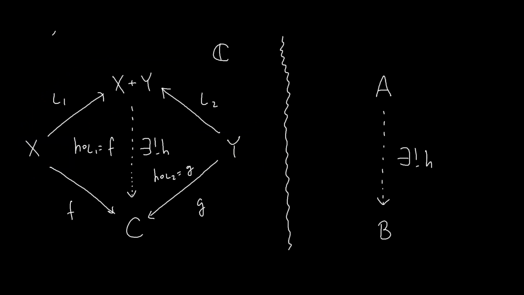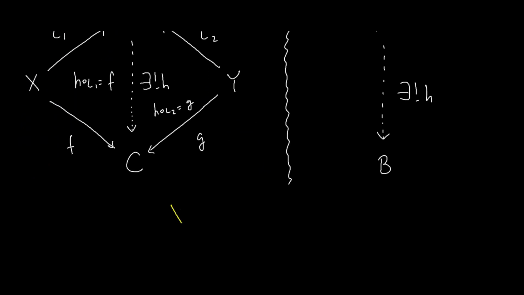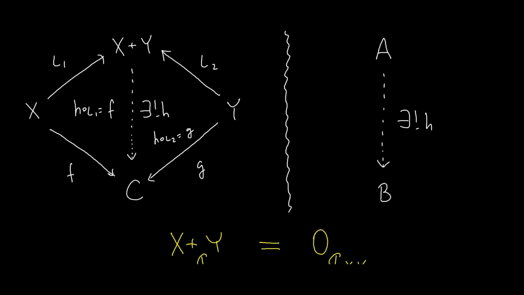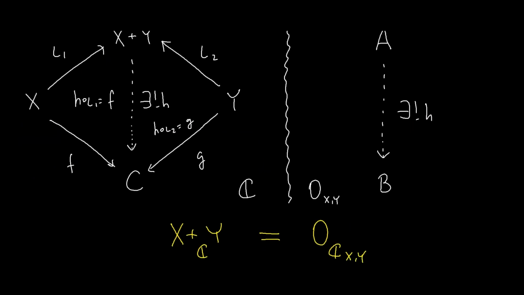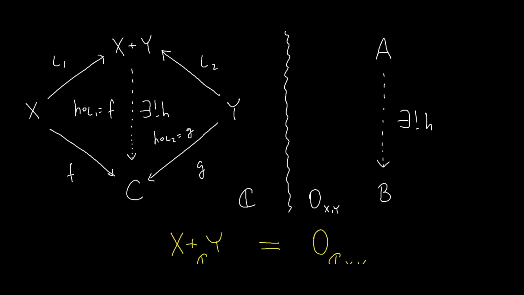So I want to be able to write that X plus Y in C, so this sum is taken in C, is equal to some initial object in some different category made out of X and Y. So let me put X and Y as subscripts of C. I think the same is actually true for any construction in categories. Like every construction in a category is a terminal object in some certain category. No? Yes, the same is true for all universal constructions, indeed.